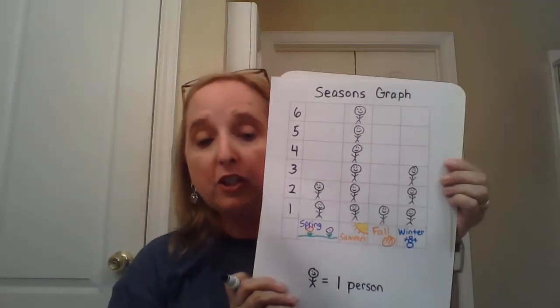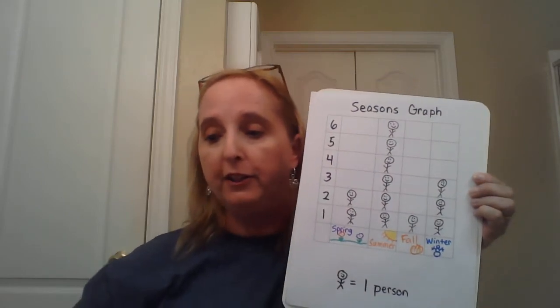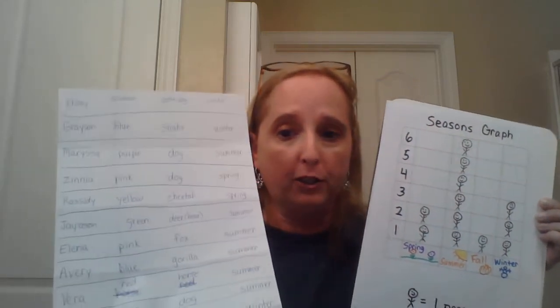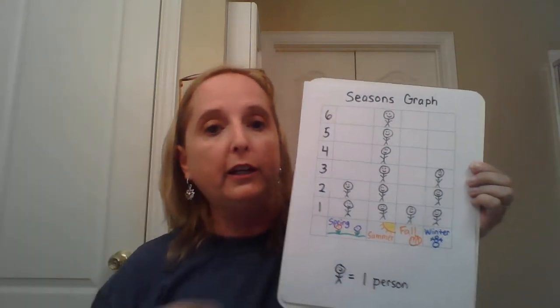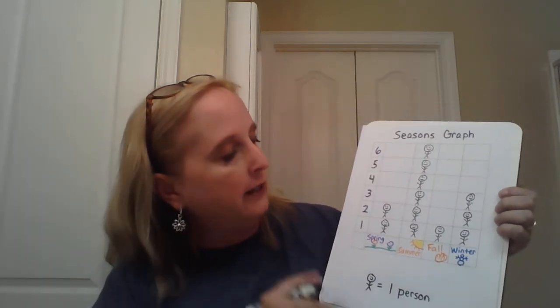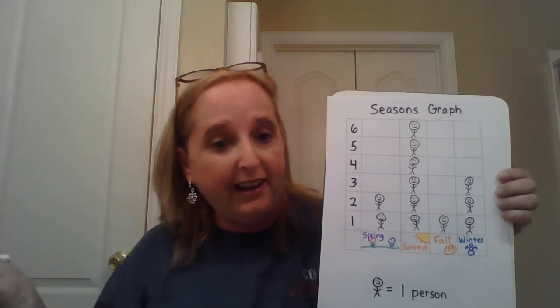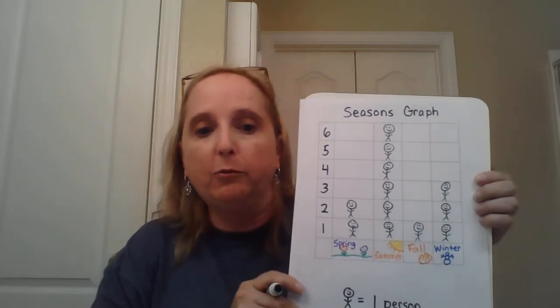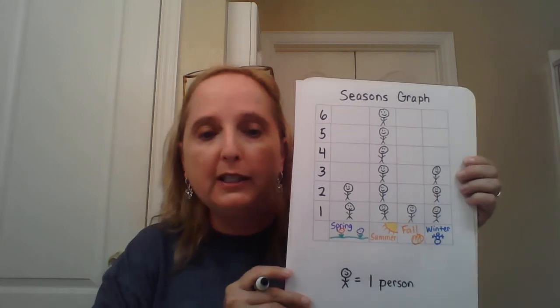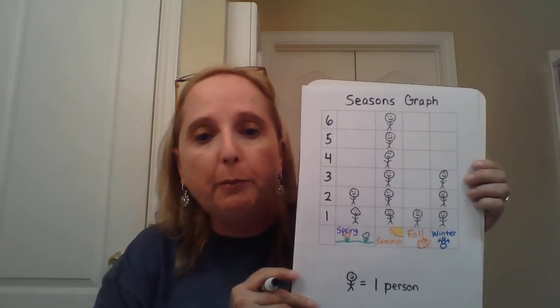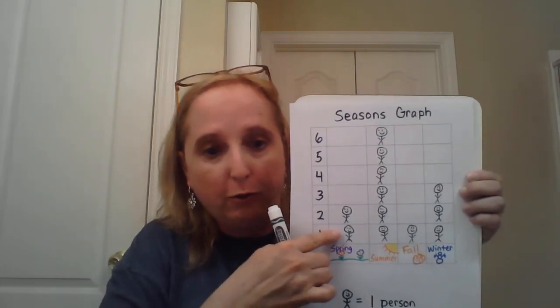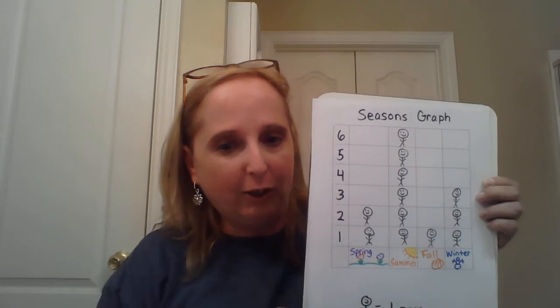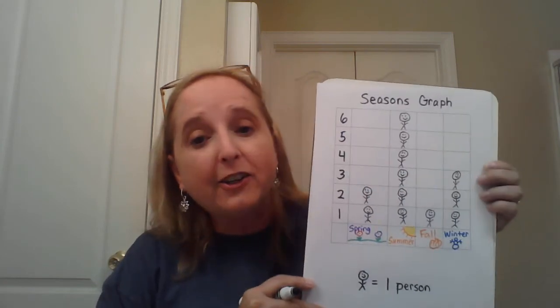So this picture graph is much easier to read than trying to figure it out by looking at a paper with just a bunch of words on it. We can look at our graph quickly and see which season has the most people, summer, and which one has the least, fall. So it's easy to read. We could even do an addition problem. We could say, if we added together the people that like spring and fall the best, how many would that be? So we would have 2 plus 1 more. We can make an addition problem. So that's our seasons graph.